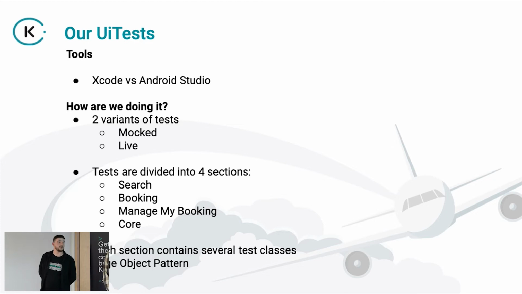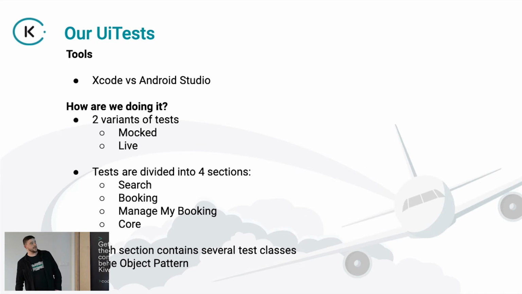Then we have live tests, and they are running with live data. It's a little bit more flaky, so we run them during the night and also during the release testing, as we need to test the real environment. All of our tests are divided into 4 groups: search, booking, manage my booking, and core. Each of these sections consists of several test classes with several tests.